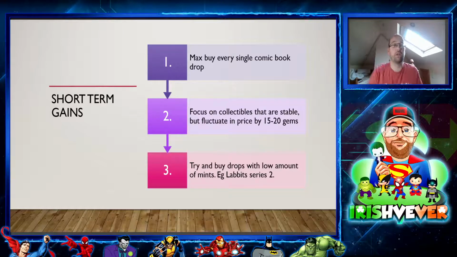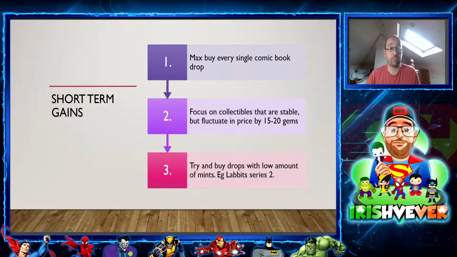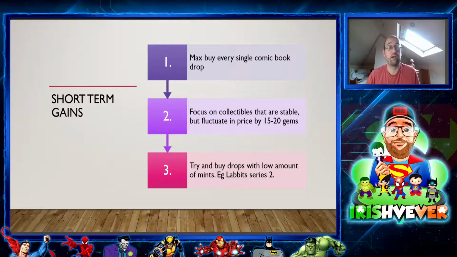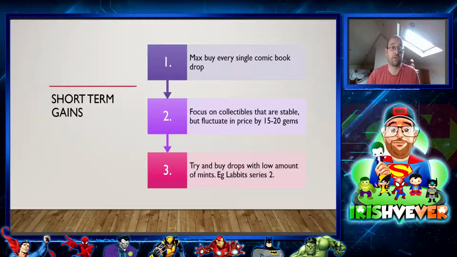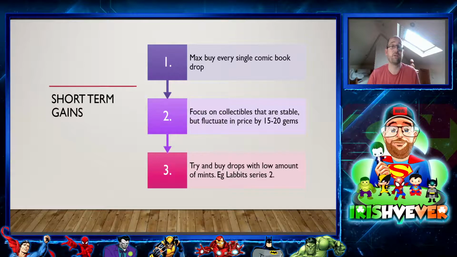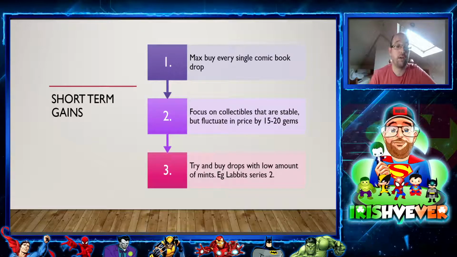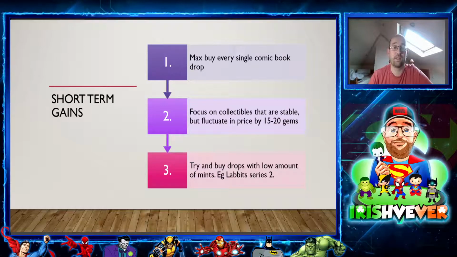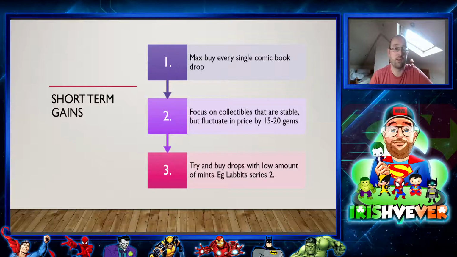A friend of mine bought his first comic on the app last week. He bought 1 comic and he picked up an ultra rare, and it was worth 200 gems to him, from his 7 gem investment. So max buy every single comic book drop that you can. They're going to become harder and harder to get. In the first drop I think I was able to get 6 comics, and then yesterday for the Hulk drop I only managed to get 2.